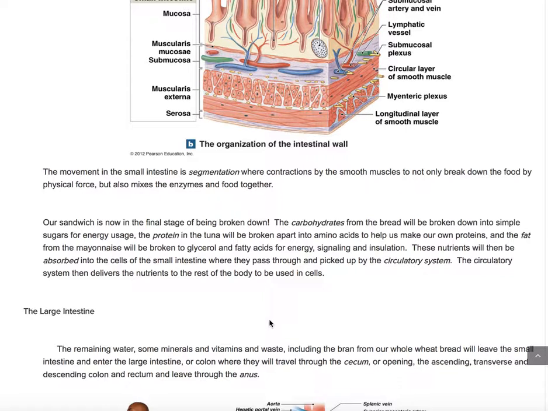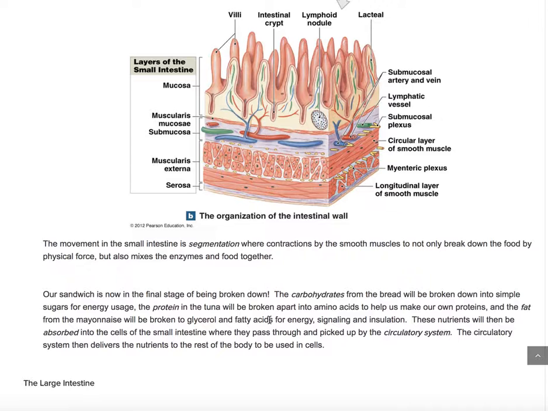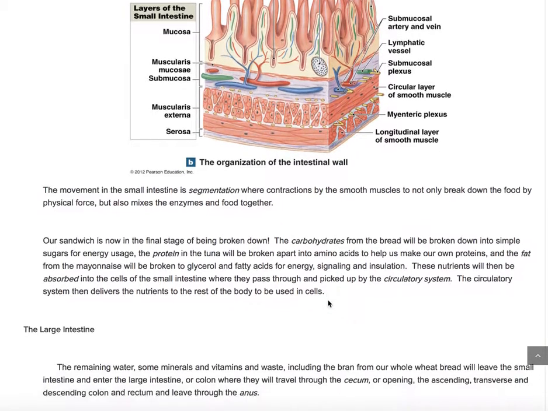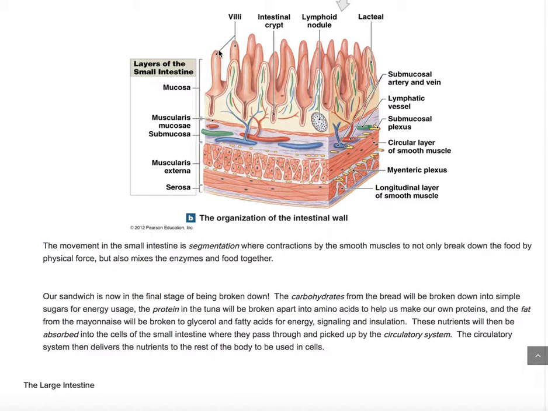And that's really good because not only is that going to help break down the food, but it also gets the food in contact with these cells. And then the nutrients are actually going to pass through and then into the bloodstream. Okay, so there's lots of different receptors that bind different nutrients that carry those nutrients inside the body and then into the blood.